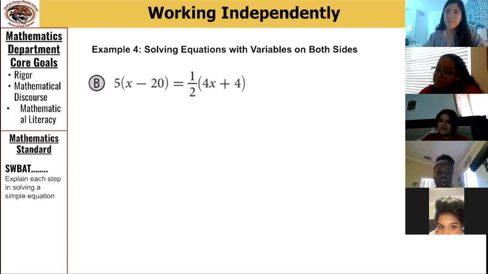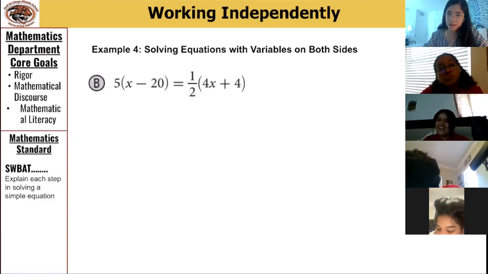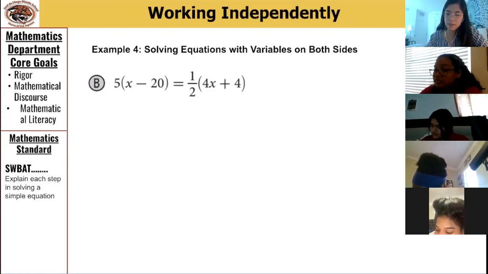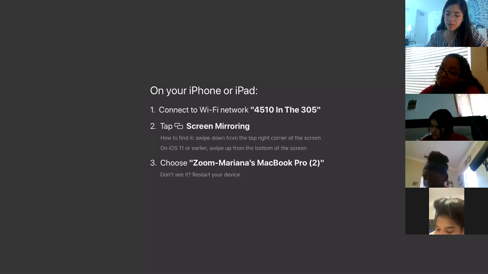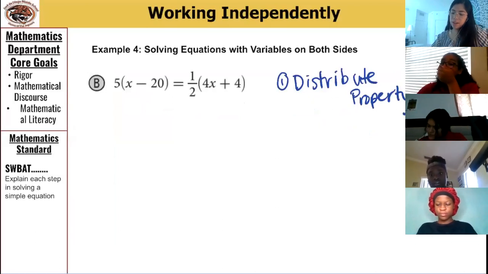Distributive property. So my first step, and I'm writing, but it's not showing. I'm going to see if it loads. My first step is going to be the distributive property. Let me go back. Okay. Come on. There we go. Okay. Distributive property.